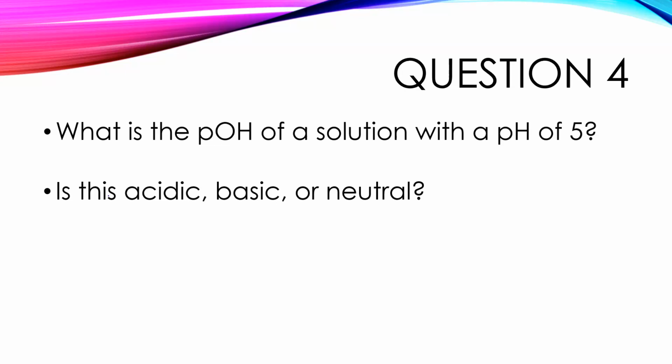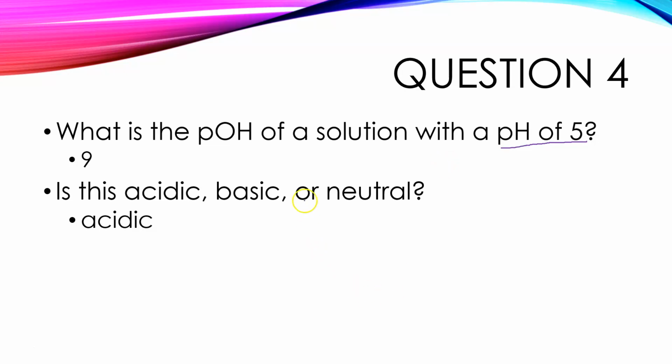So question number 4 asks us, what is the pOH of a solution with a pH of 5? Is this acidic, basic, or neutral? Pause this video, come back when you have your answer. All right, you should have gotten a pOH of 9, and you should have gotten this was acidic because we had a pH of 5, and 5 is less than 7, making it acidic.